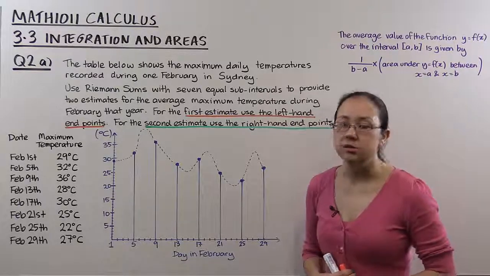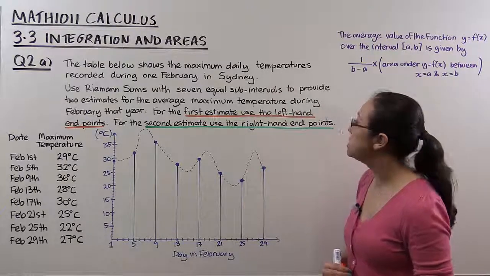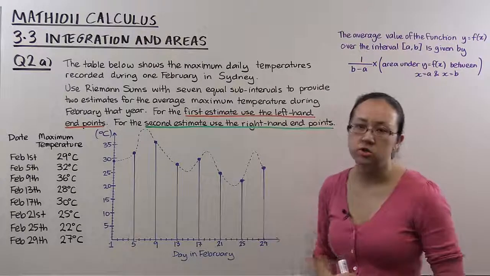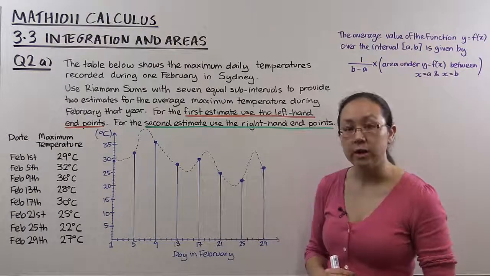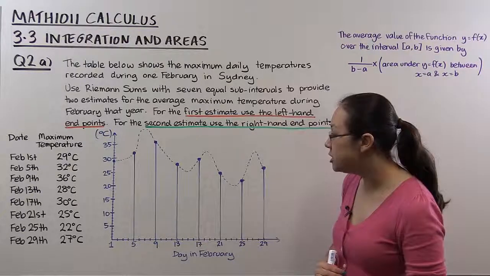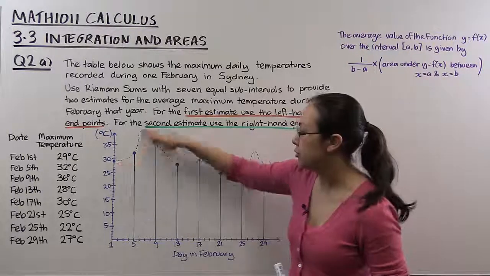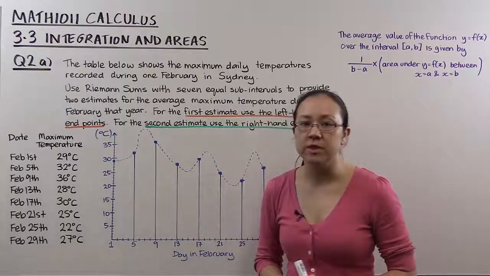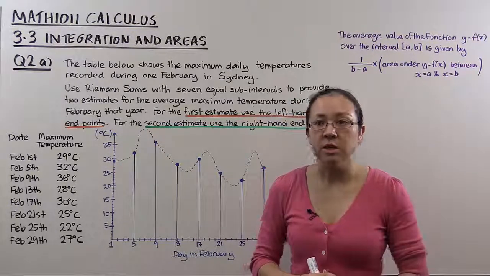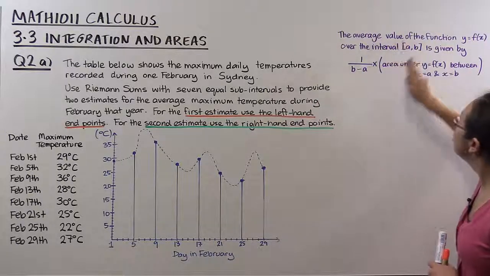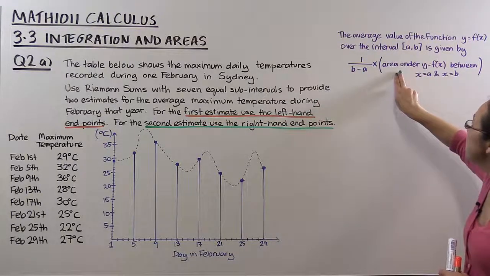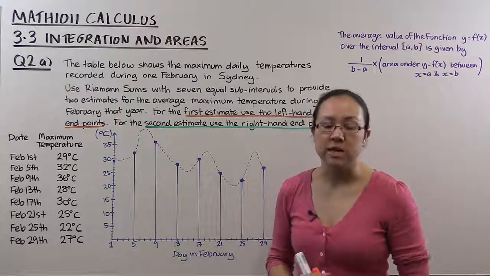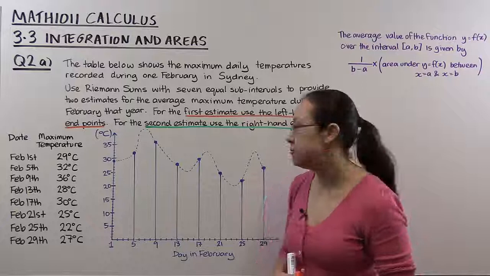Now what we're asked to do is to use Riemann sums to estimate the average maximum temperature during February that year. So we're trying to estimate the average of this temperature function. This is a function here, this dashed line if you like, and I want the average value of that function. If I want the average value of a function, I need the area under the graph, and that's what I will be using Riemann sums for, to estimate the area under that graph.